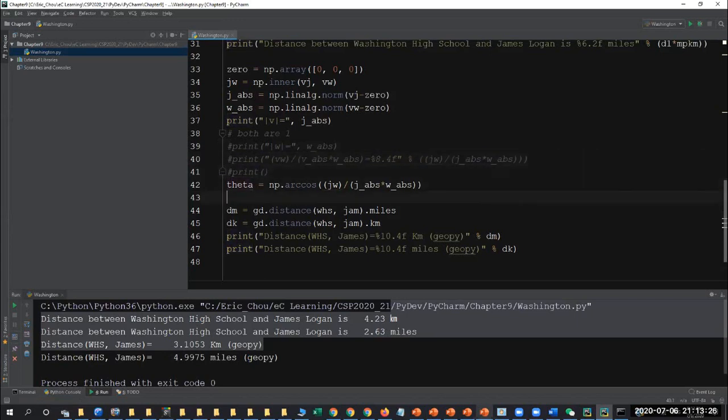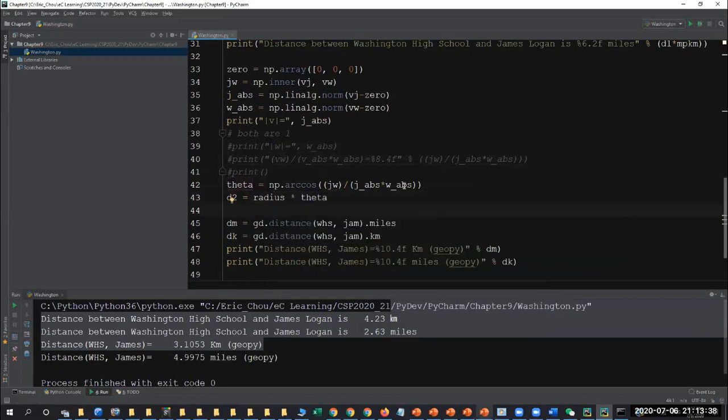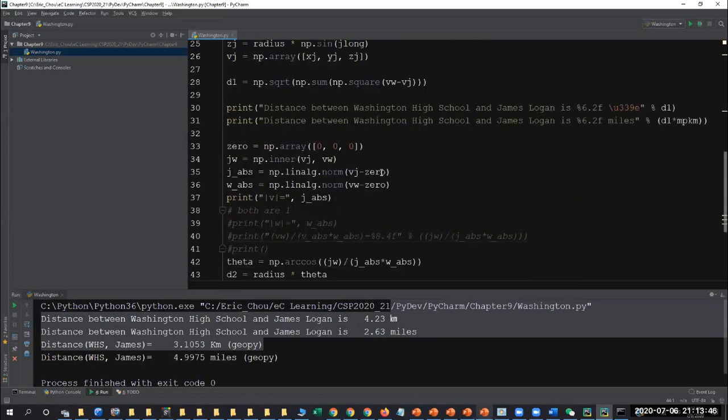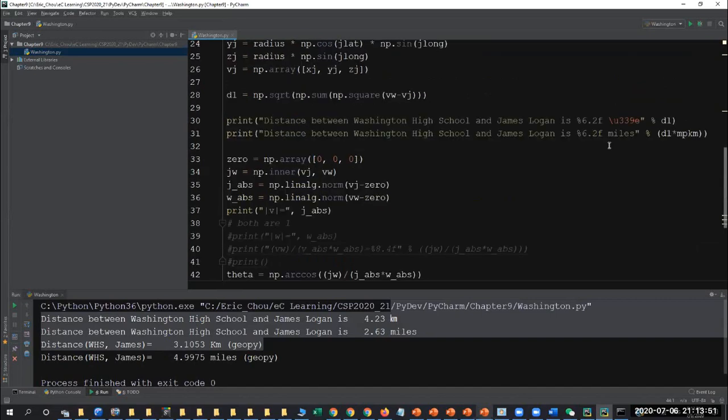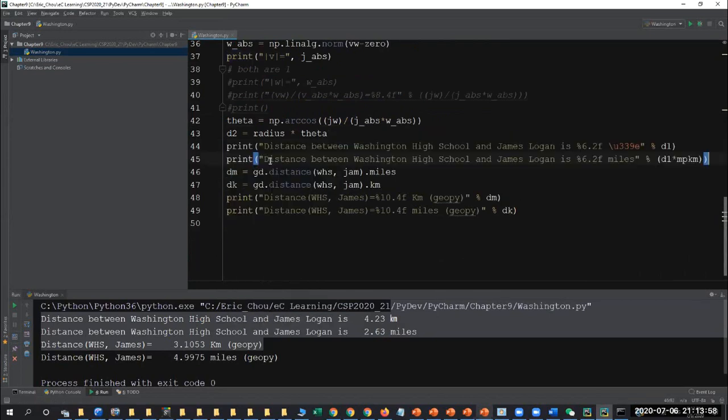Once we got a theta, we can do D2 equals radius times theta. This is the second way to calculate it. The first one is mean square error, taking the square root to calculate the distance. Okay, I don't know why, but that seemed to have trouble. So here, let's copy these two lines again. Put it over here, and here let's do D2.